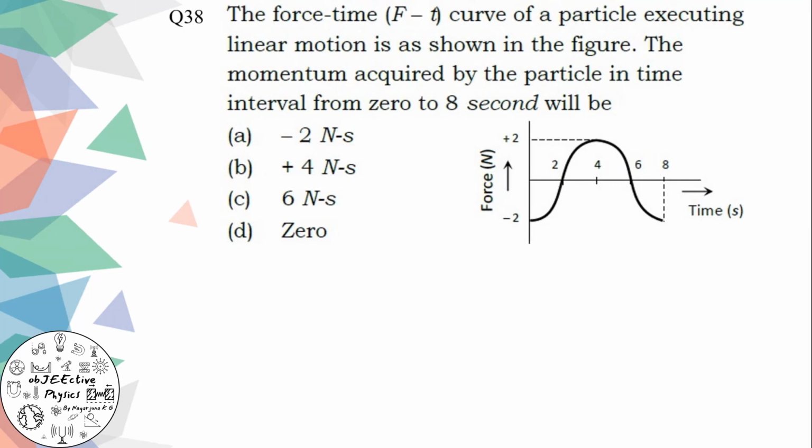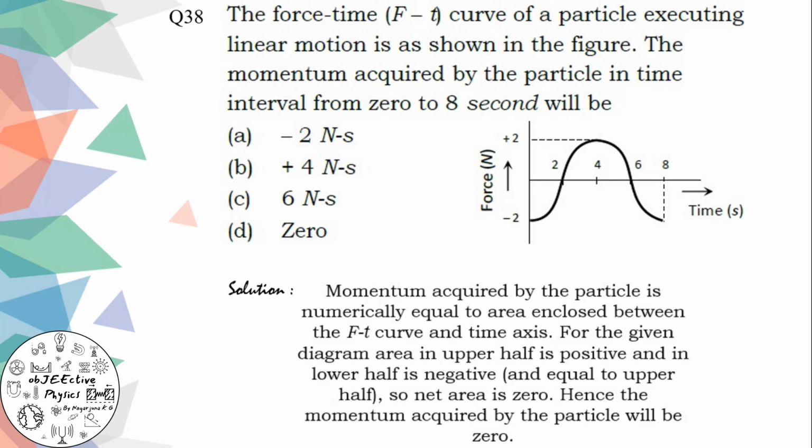38. The force time curve of a particle executing linear motion is as shown in the figure. The momentum acquired by the particle in the time interval from 0 to 8 seconds will be. Observe the graph here. In the graph, area above the time axis is positive, area below the time axis is negative. So, area above the time axis and below the time axis are equal, therefore, momentum is 0.